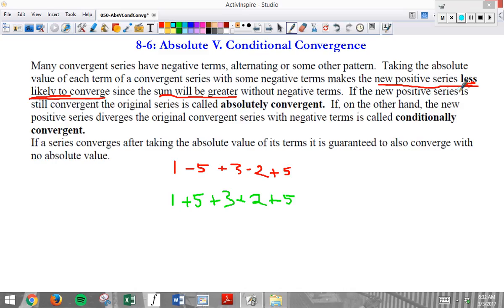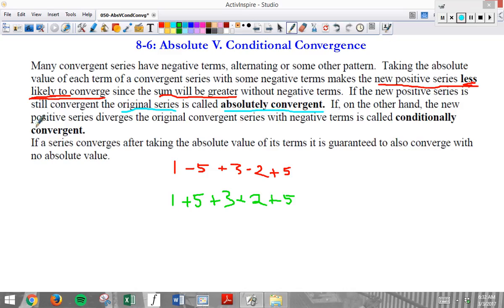If the new positive series is still convergent, the original series was called absolutely convergent. Absolutely convergent, absolute value. I converge so fast that even the absolute value of me converges, right? Like, I'm so great, I'm so convergent, because even if you try to stop me from converging, even if you take away all my negative bits, I still converge. That's how convergent I am. Absolutely.